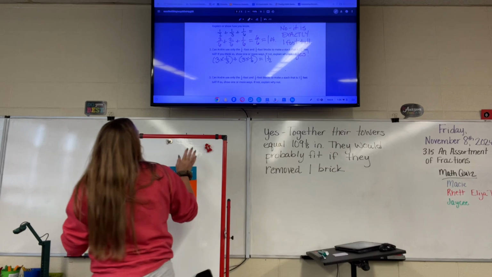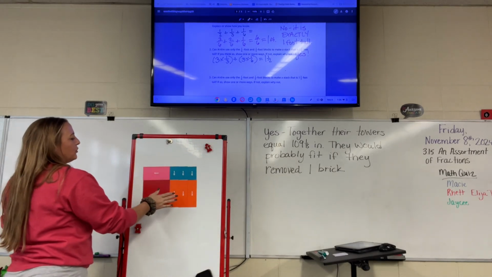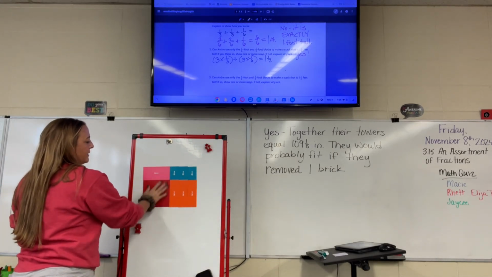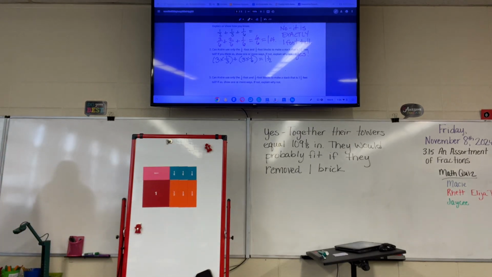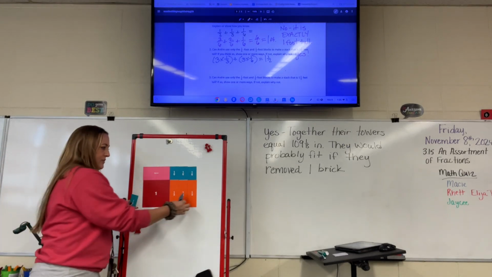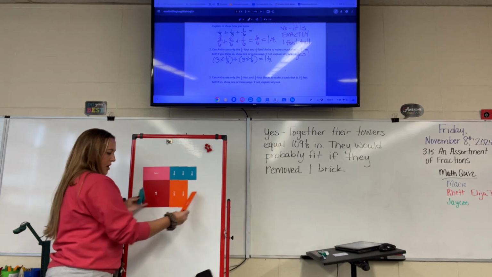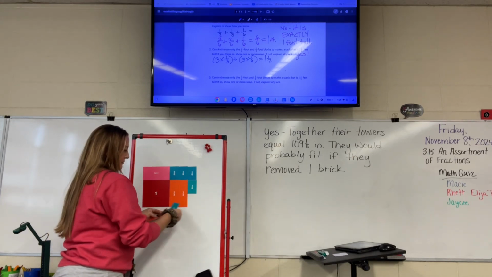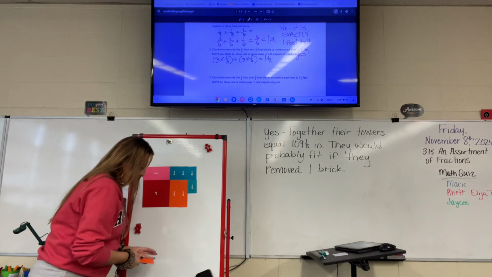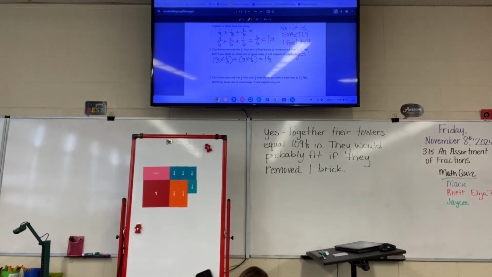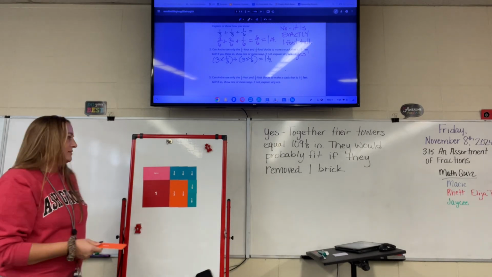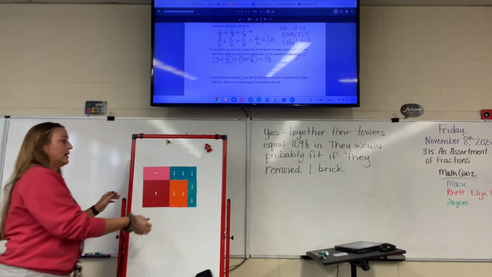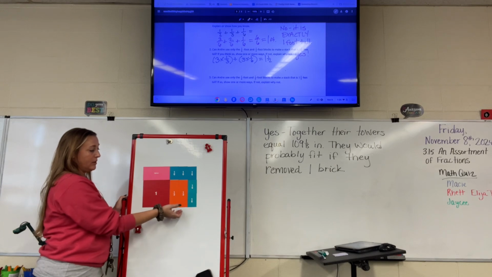Is there another way that we could make this with these size blocks? Evan, what do you think? Could I swap out maybe a couple of these for one of these? Yeah. So we could do that. We could do it over and over again, right? We could change another one.